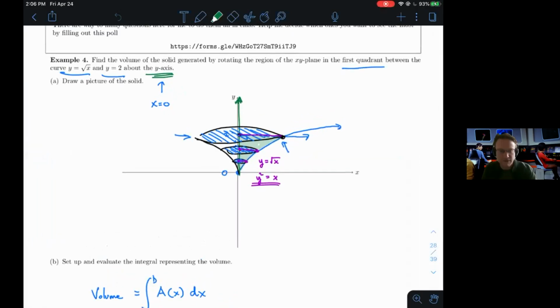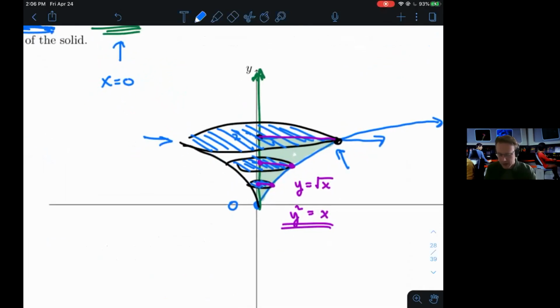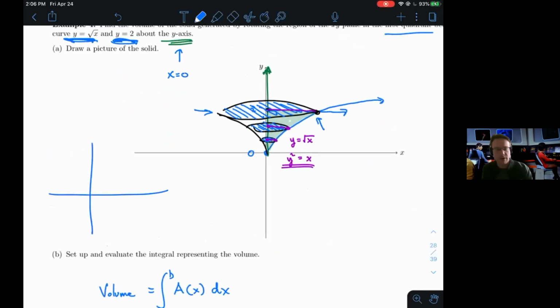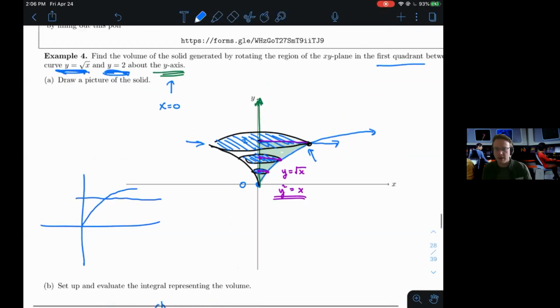So yes, we're interested in finding the volume of a solid generated by rotating the region in the XY plane in the first quadrant between a couple of curves, y equals square root of x and y equals 2, about the y-axis. You can see what the picture looks like here. I started off with a 2D picture in the XY plane. I drew the square root of x, something like this, and I drew the line y equals 2, something like that. Remember, it only says in the first quadrant.